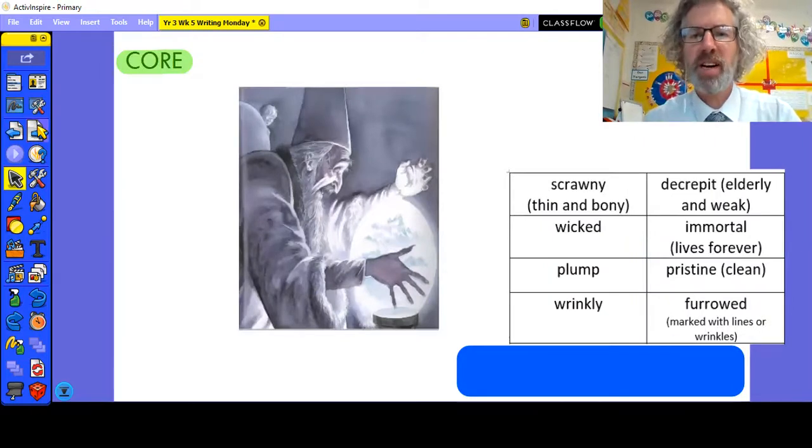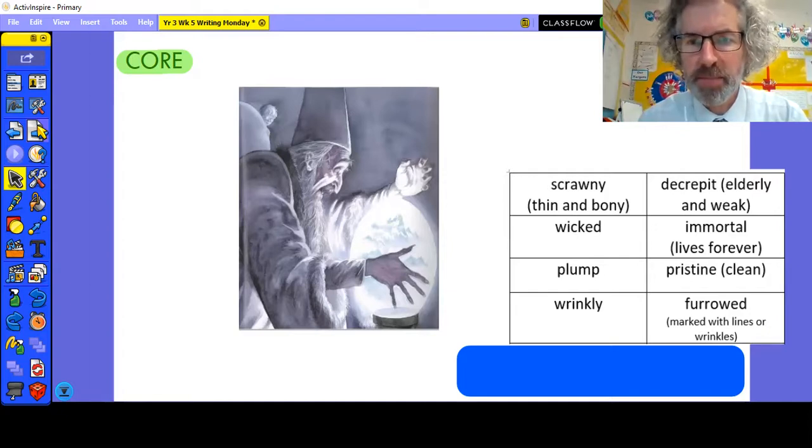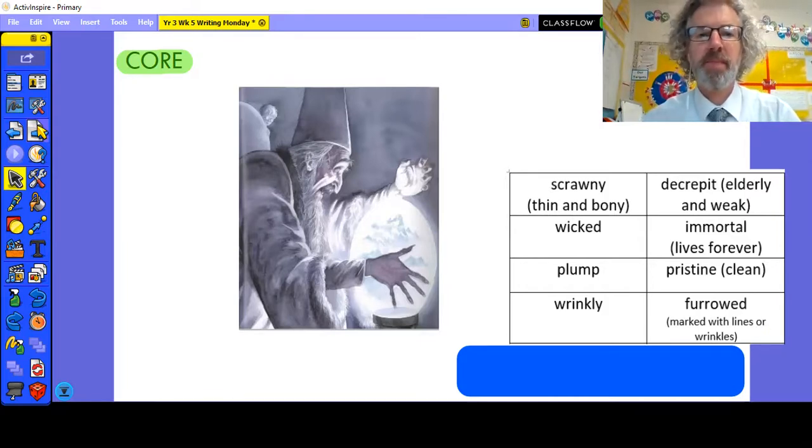So here is your core task for today. On the sheet, I've given you a picture of the wizard, and underneath, I've given you an enormous word bank of ideas that you might like to use. I have deliberately thrown in some vocabulary that is not appropriate to this wizard, so you have to be selective. Also, when I'm giving you a new word or a word that I think you might not have come across before, in brackets, I've given you a definition to help you.